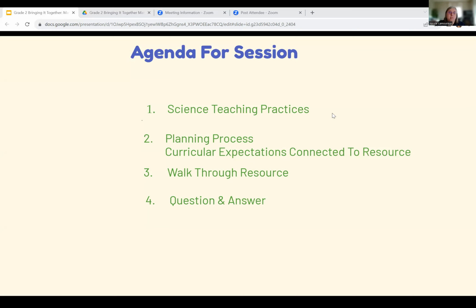Thank you. So the agenda for today, I'm just going to reiterate, is looking at the teaching practices that are rooted in research and that are evidence-based. But also think of today as a sort of modeling, my think-aloud process of how I planned a unit and put it together. And then looking at the curricular expectations connected to the resource. And then we're going to walk through the resource and explain how it would be implemented.